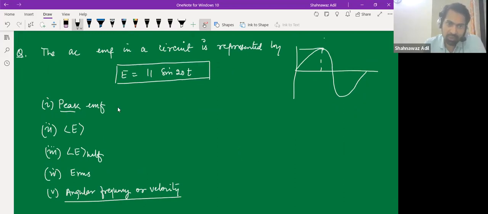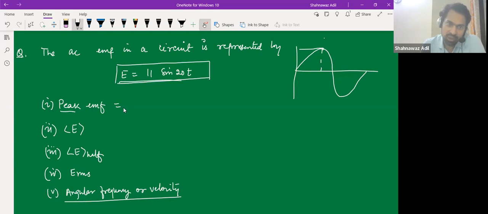Right. So peak EMF, you can directly say, what is this peak EMF? Yes. What is peak EMF? Yes, Aisha, what is peak EMF? Are you saying something? I cannot hear you. So I cannot hear you properly, Aisha. What is peak EMF in here?